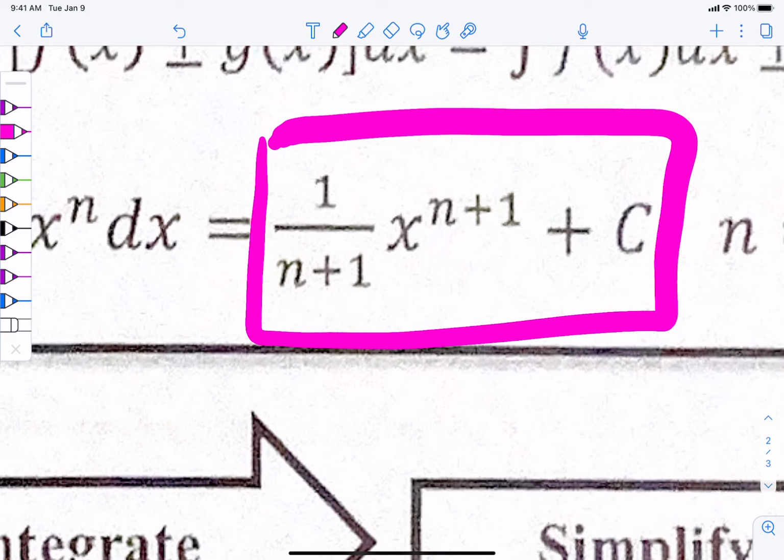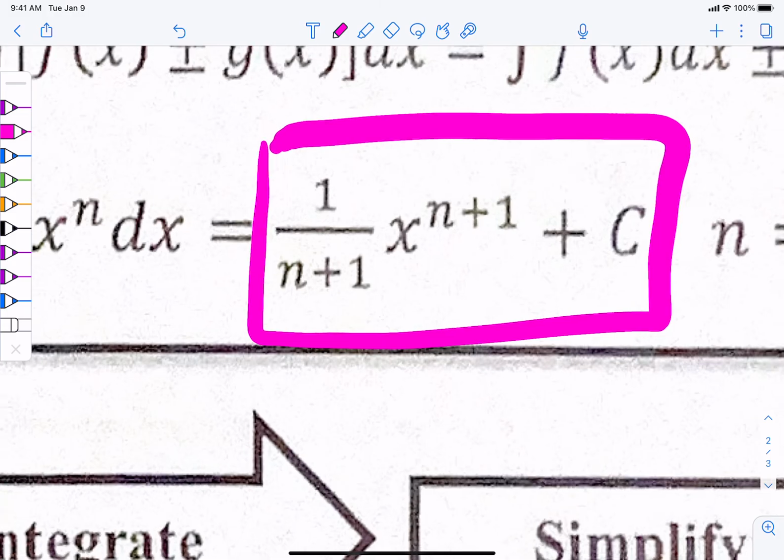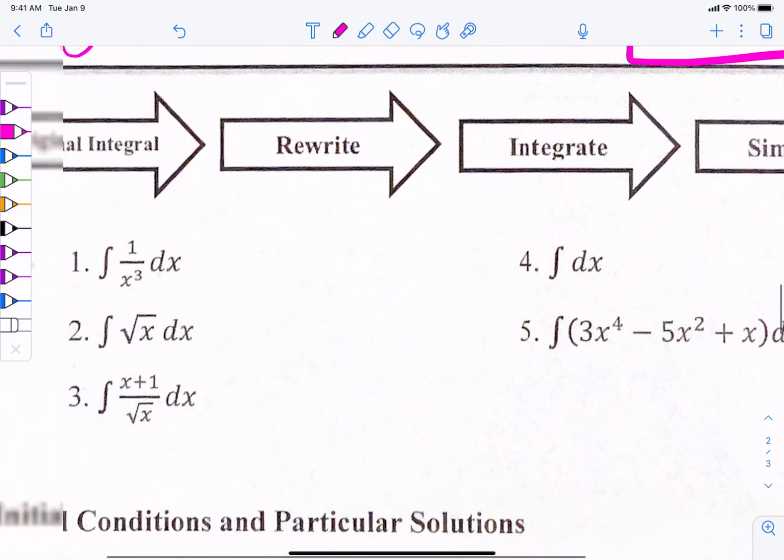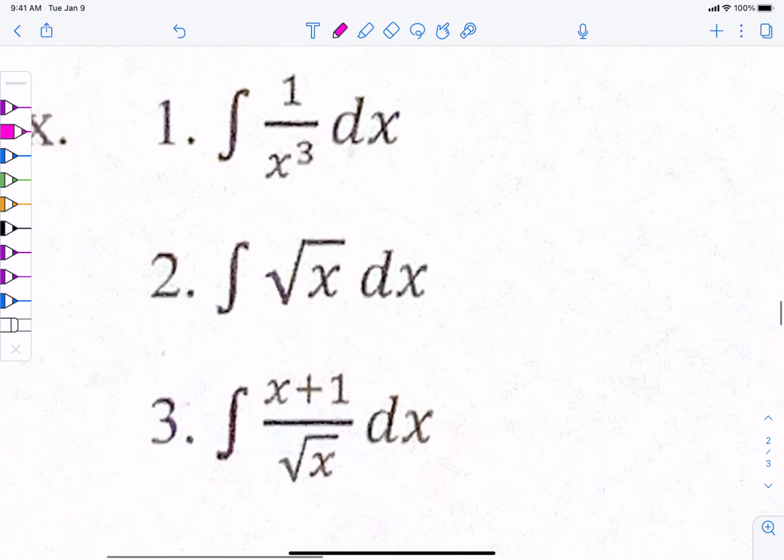Until we get to things called definite integrals. And I'll show you how you do that. Definite integrals have numbers that you're going to plug in. So I'll show you the difference. Just wait till we cross that bridge, okay? Definite integrals, okay? So let's look at these guys here.